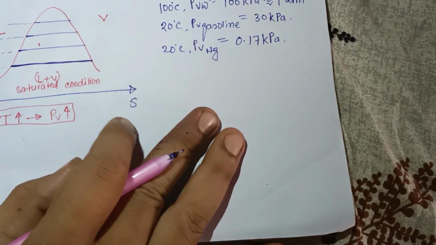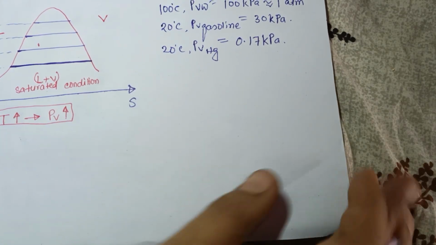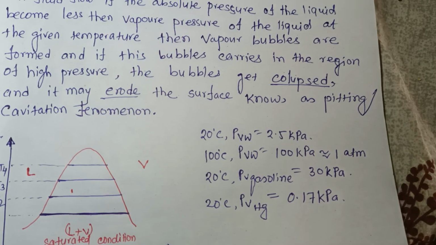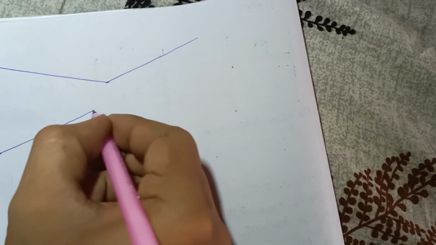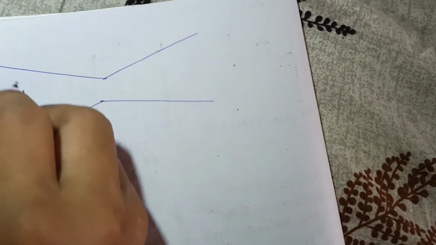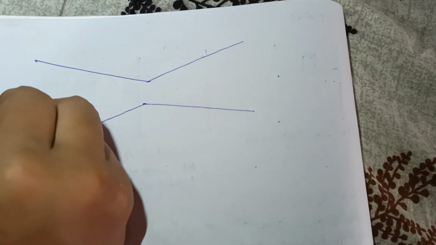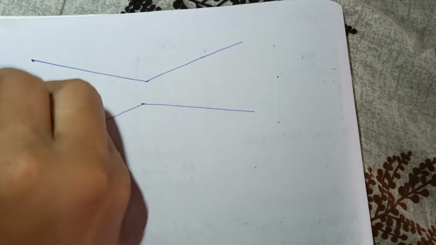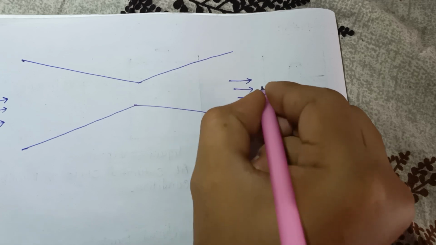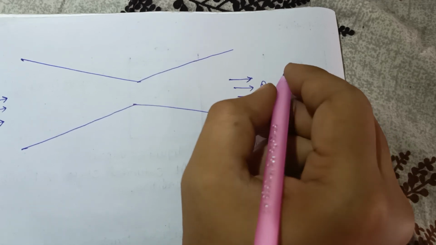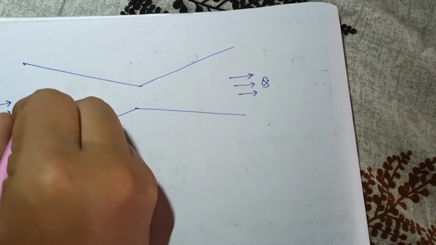Okay, so now let's try to understand one converging diverging channel. So this is one converging diverging zone. So here consider this is water coming in, that is flow rate Q, and water going out. Okay, so this is water here.